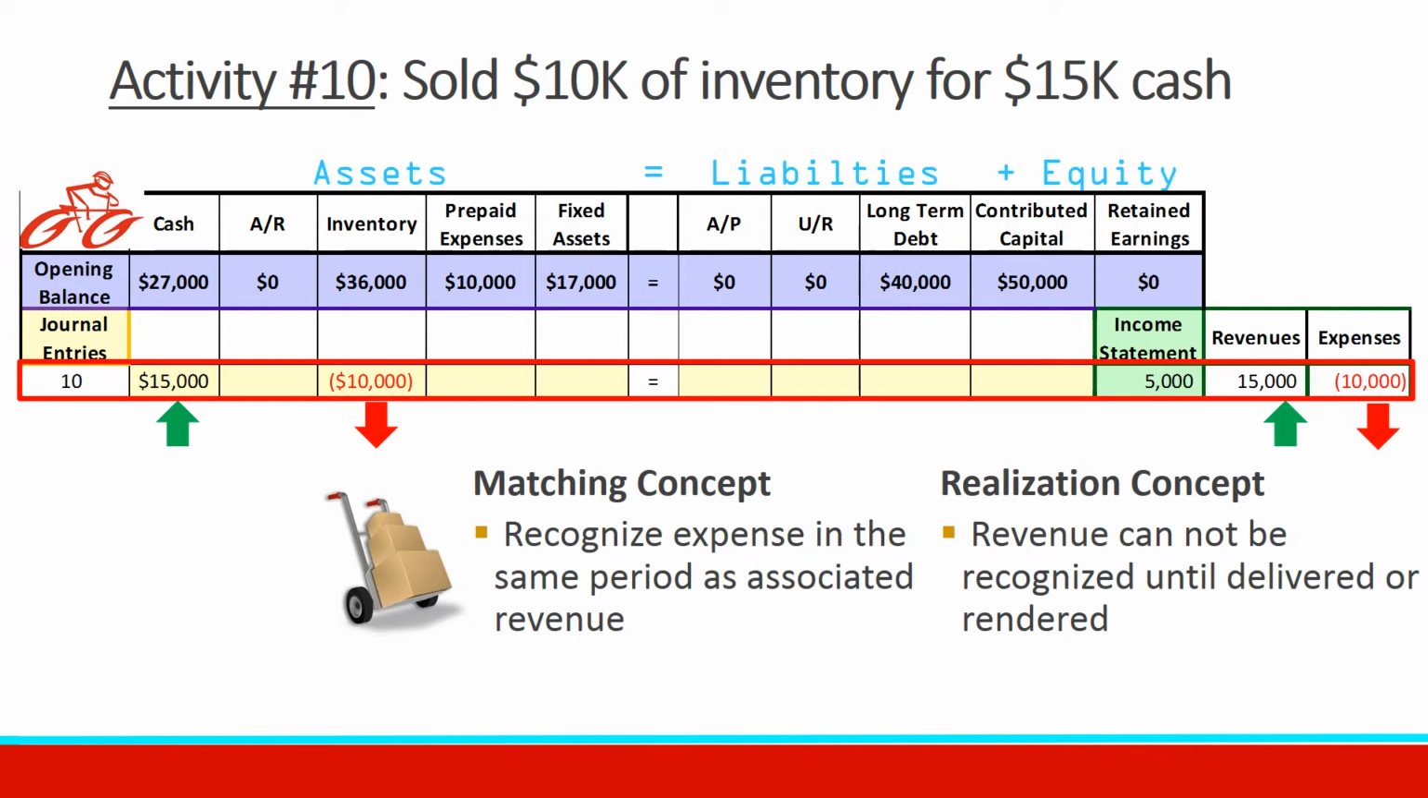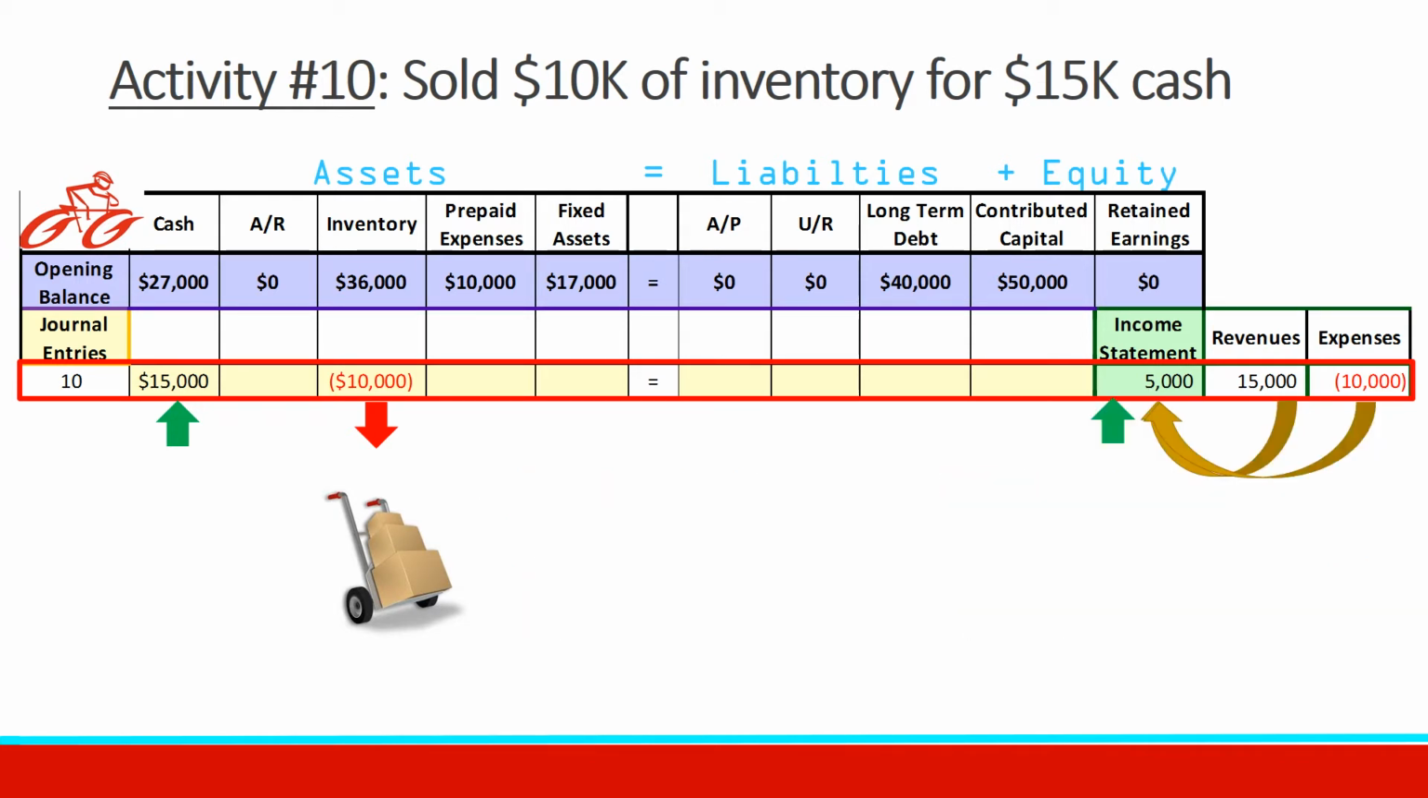Now let's look at the red. You can see inventory declining by $10,000 as well as an expense for $10,000 being recorded all the way to the right. That $10,000 in expense is being matched to the $15,000 in revenues. The matching principle essentially says that expenses need to be recognized in the same period as the associated revenues.